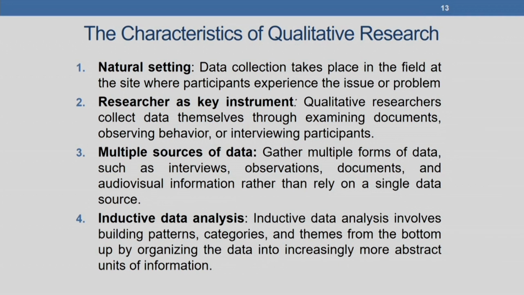There are multiple sources of data. The qualitative researcher can gather multiple forms of data such as interviews, observations, documents and audio visual information rather than rely on a single data source. So, this is in sharp contrast to what is called positivist research, where the research is carried out in a lab environment, whereas here it is being carried out in a natural setting. Often, most of the times, personal interviews or carrying out case studies is not sufficient to get all information. Therefore, different kinds of methods are followed for collecting information about a certain problem over a period of time.